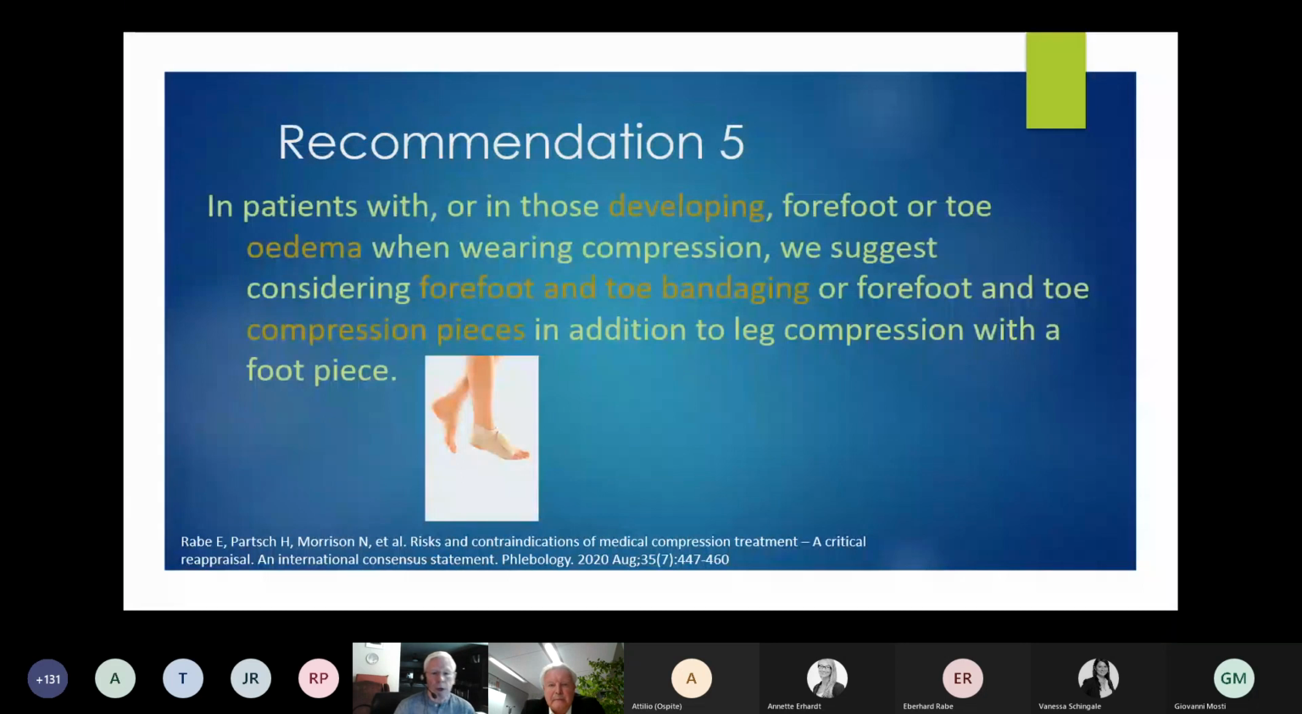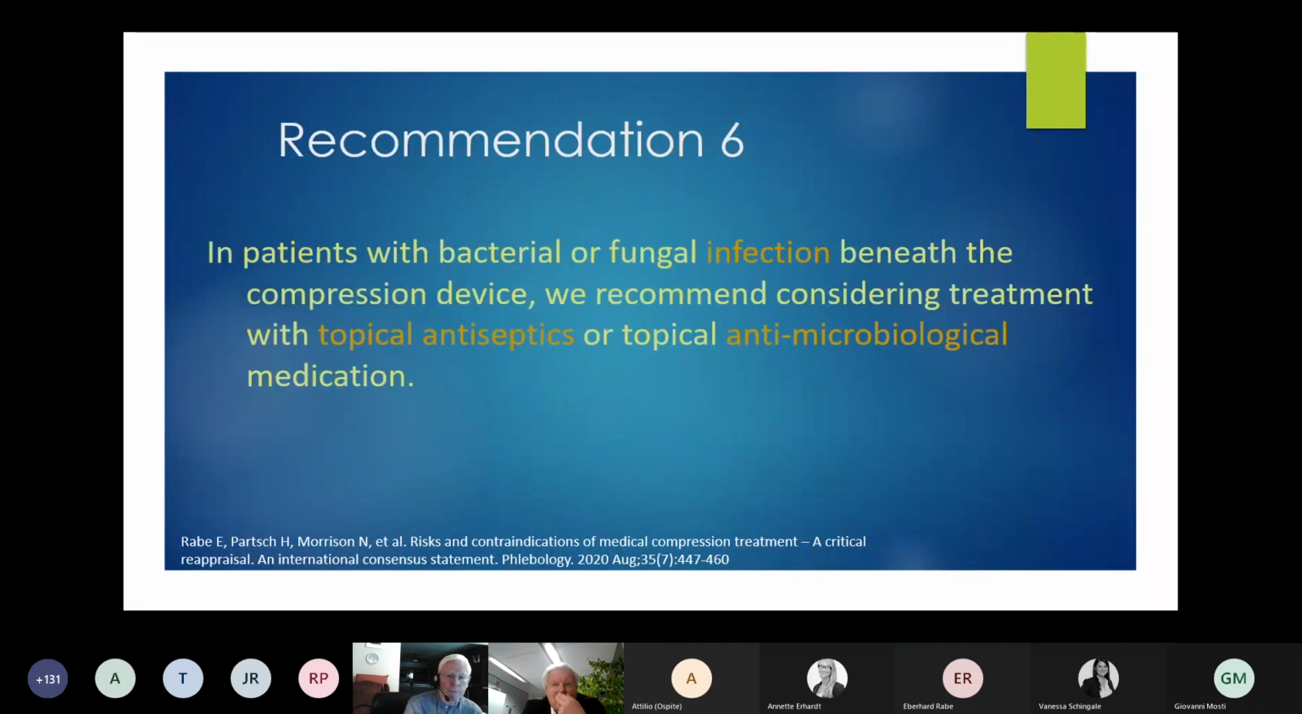Now in patients who are developing forefoot edema while wearing compression, we suggest that the forefoot and toe bandaging or compression pieces be applied so that they don't get further edema or don't worsen the edema that's there. And in patients with bacterial or fungal infections beneath the compression device, we should consider using topical antiseptics or topical antimicrobial medication.